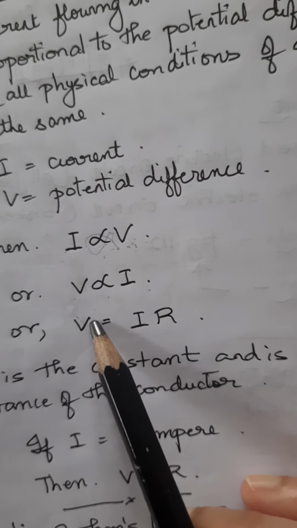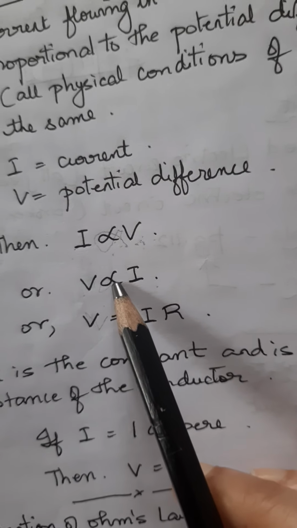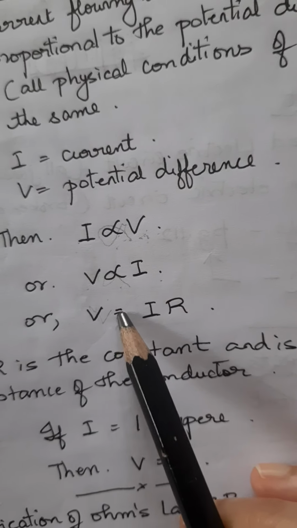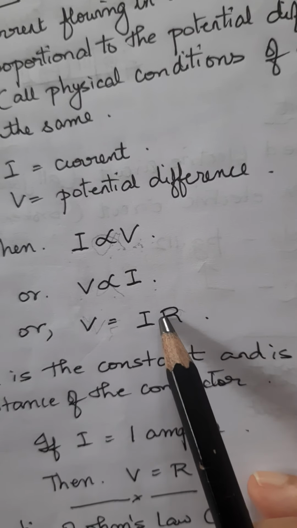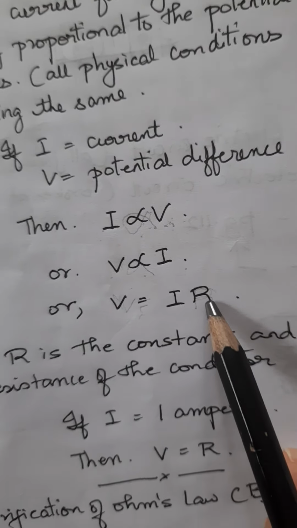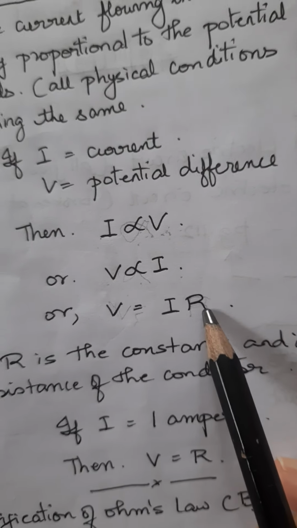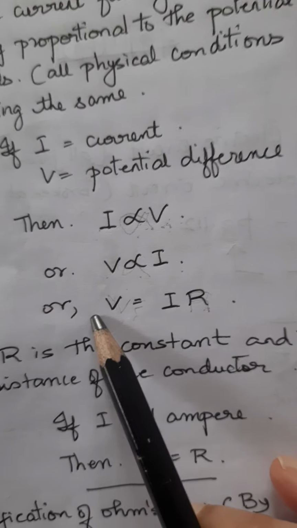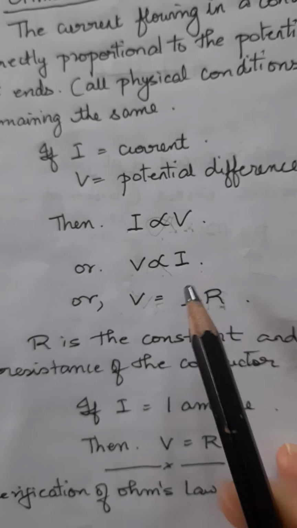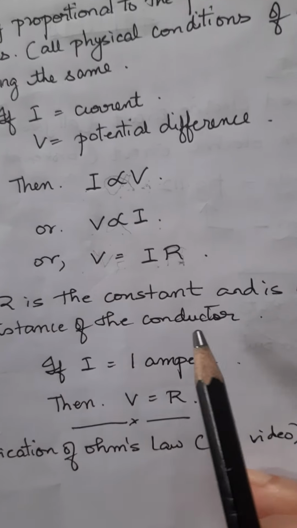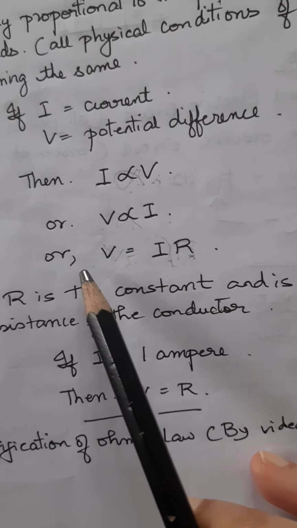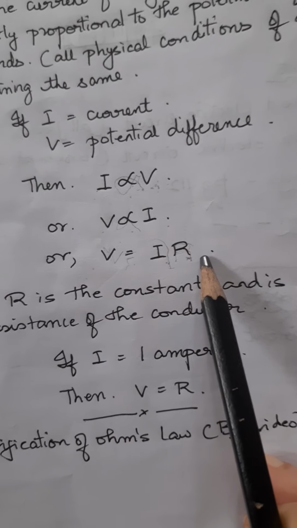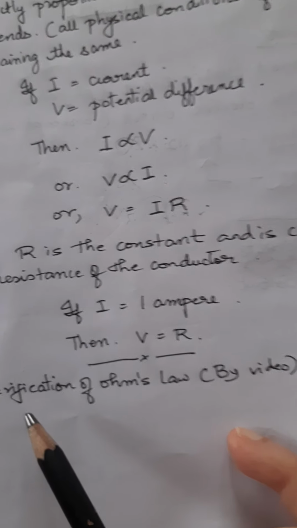Now this V, if I remove this proportionality sign, it will be an equal sign, and there is a constant. Here this constant is R, we call this the resistance of the conductor. So your relationship becomes V is equal to IR. If the current passing through the conductor is 1 ampere, then V is equal to R. That means we have this.